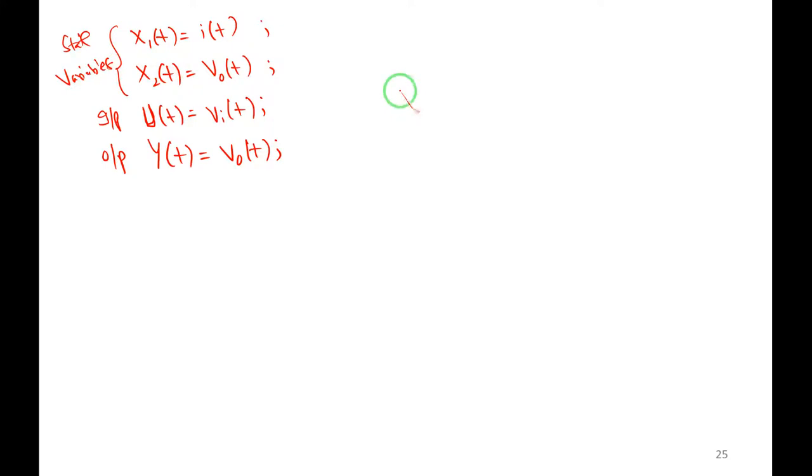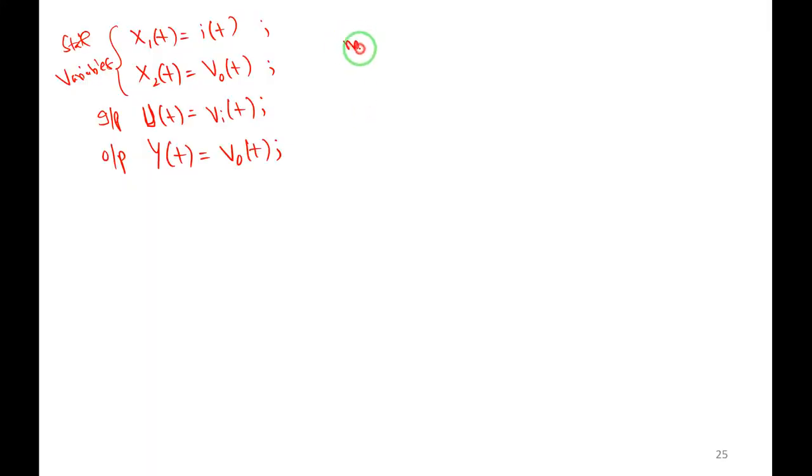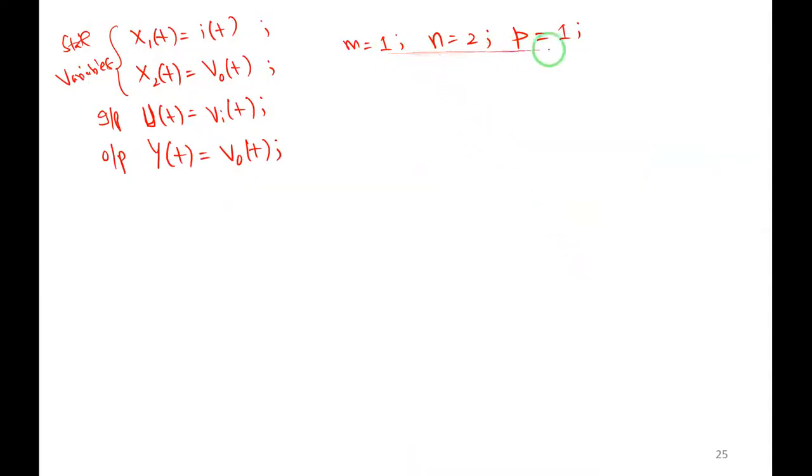Is it clear? Next, m, n and p. How many inputs are there? Only one input, that is vi(t), so m is 1. How many state variables are there? Two, x1(t) and x2(t), that is i(t) and v0(t), so n is 2. How many outputs are there? Only one output, v0(t), so p equals 1. I hope you came to know what m, n and p are. Then you can write the dimensions n cross n, n cross m, and so on. So we have found m, n and p.